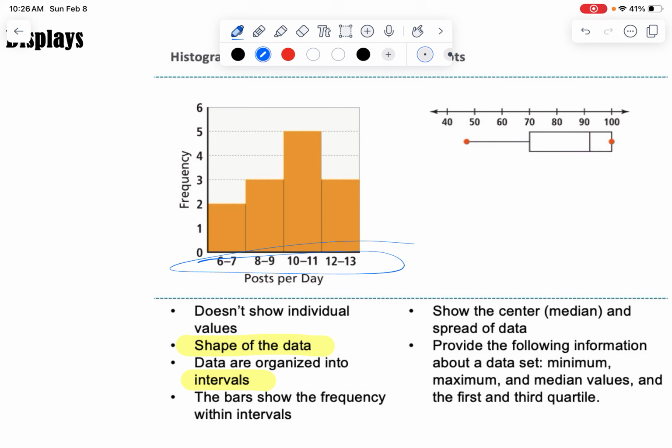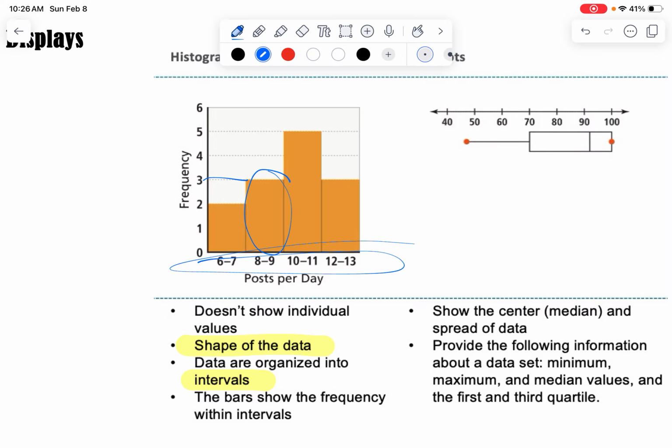So that is important because then those get all dumped in there. How many times did somebody post 8 to 9 times? You see right here, we look over here and that happened 3 times. So these are data displays that are a quick reference. So that is a histogram.